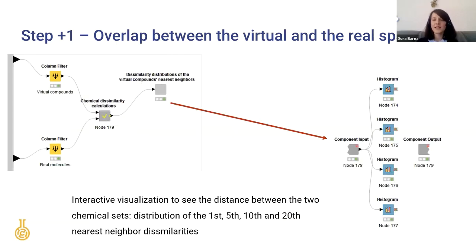And to see the results of this overlap analysis, we are going to use again some interactive visualizations, building a view from a few histogram nodes, where we will plot the distribution of dissimilarities between the virtual molecules and their first, fifth, 10th, and 20th nearest neighbors, respectively.